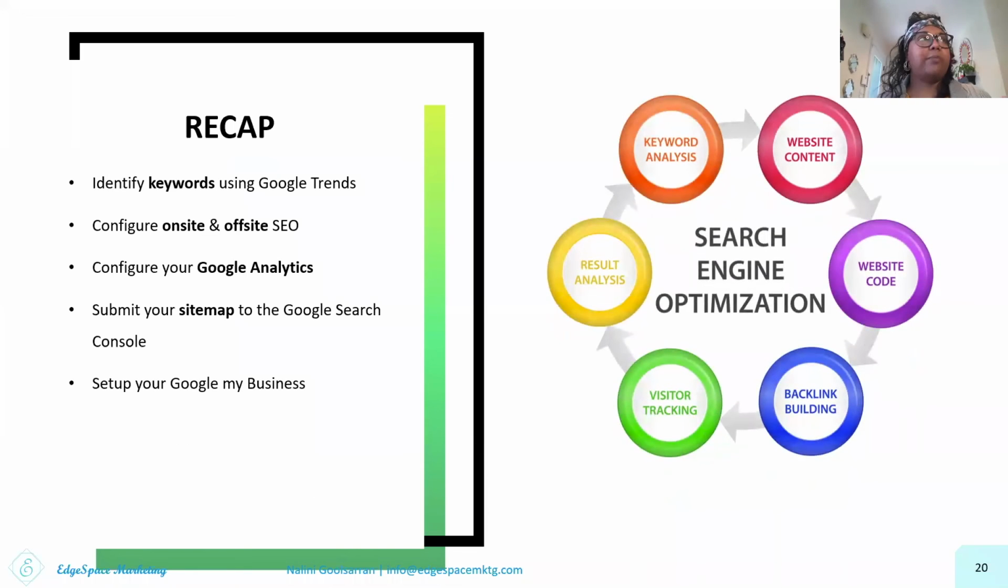So to quickly recap our speed lesson on search engine optimization, you want to make sure that your website content, your website code, your backlink building, your visitor tracking, your results from your analysis, and your keyword analysis are all working together. Identify your keywords, configure on-site and off-site SEO, configure Google Analytics, submit your sitemap, and set up your Google My Business. If you can do, like I said, 2 to 4 of the things that I've mentioned today, you'll be in good shape to get moving with your SEO.